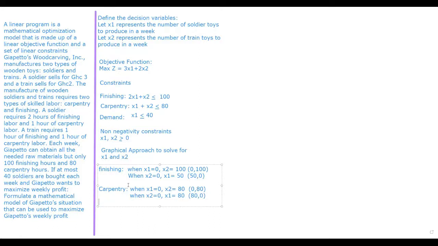Now let's move on to the demand expression. Demand. This one is only one, right? So when X1 is 40, S2 is what? 0. We don't have any S2 here. So the coordinate will be 40, 0.